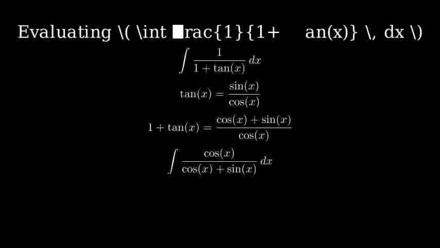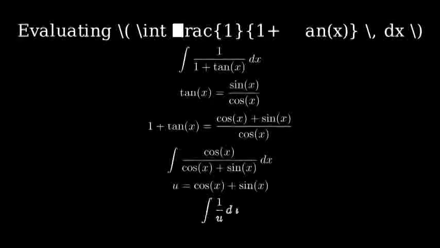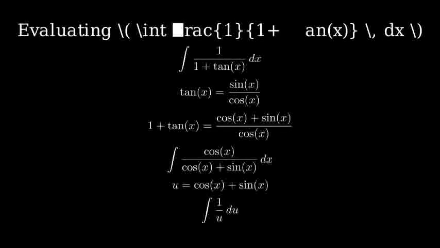Let's set u equal to cosine of x plus sine of x. This substitution simplifies our integral. du is minus sine of x plus cosine of x times dx, or equivalently, cosine of x minus sine of x times dx. Thus, the integral becomes the integral of 1 over u times du. Now that the integral is simplified, let's go ahead and evaluate it.